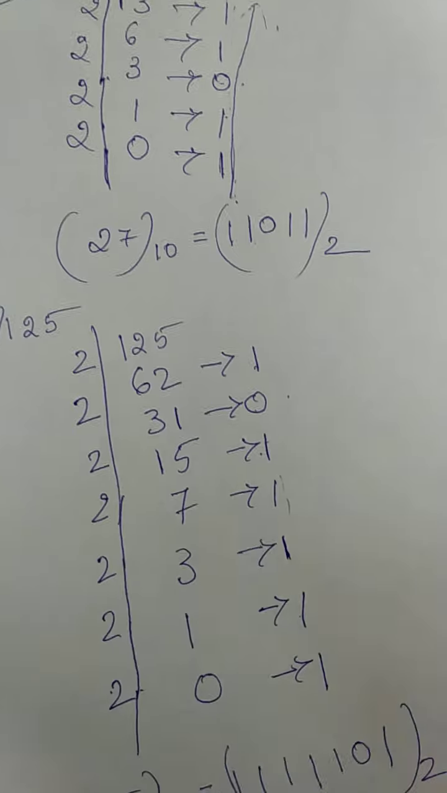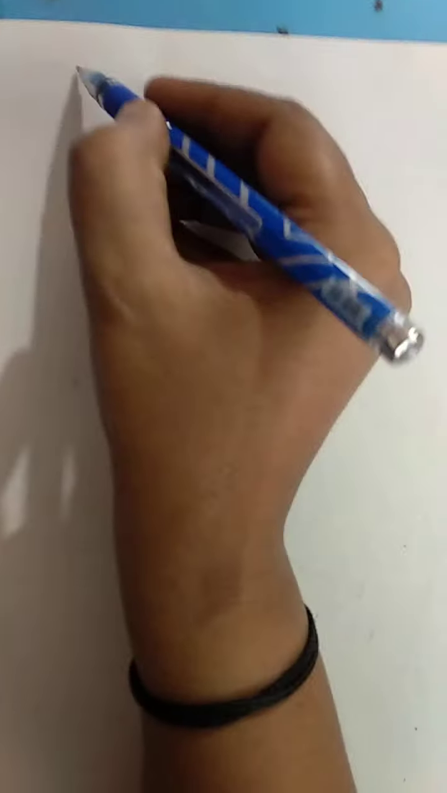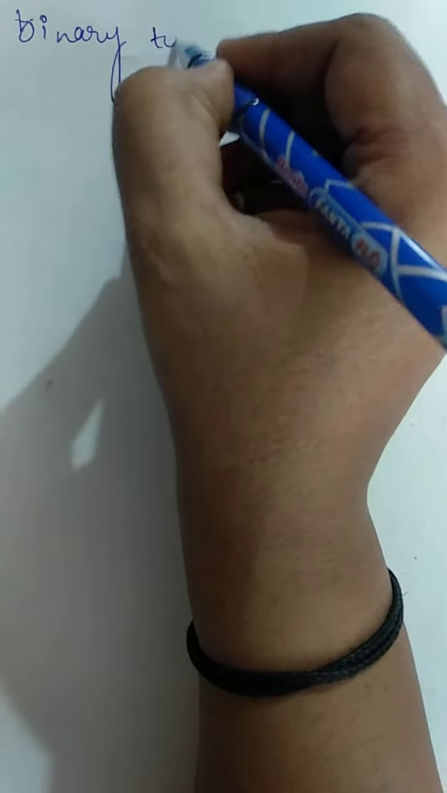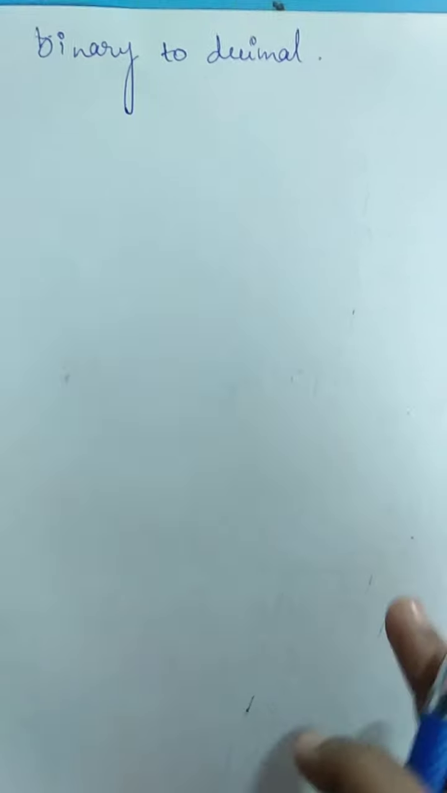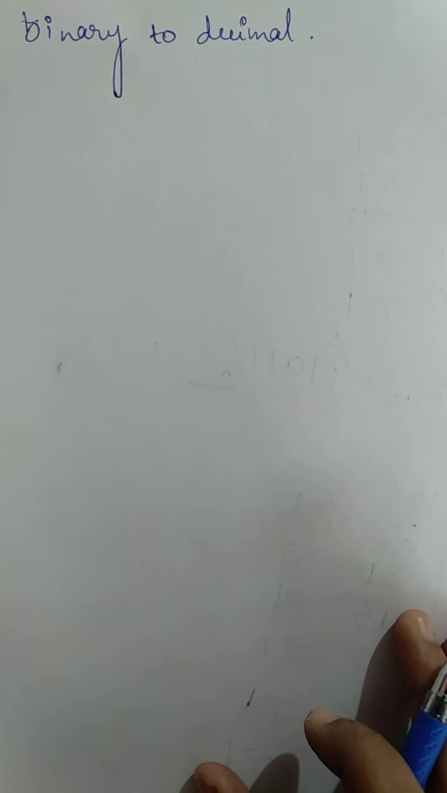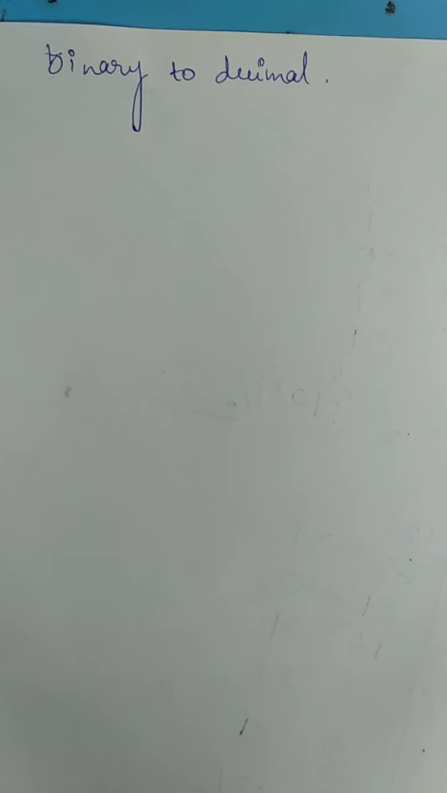Next we'll convert binary to decimal, that is, vice versa. As we know, binary has a base value of 2 and decimal has a base value of 10. But in binary we have assigned weightage values for each digit position.